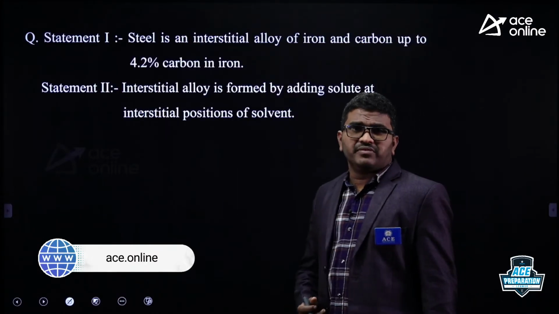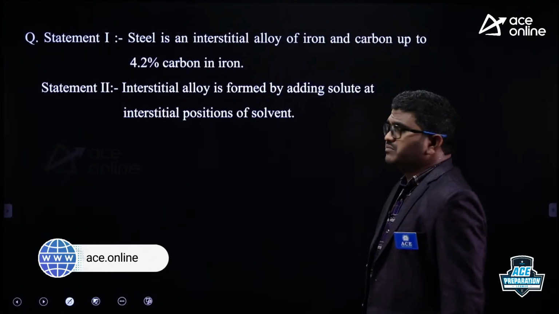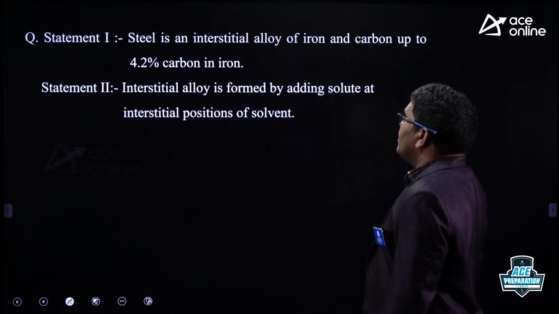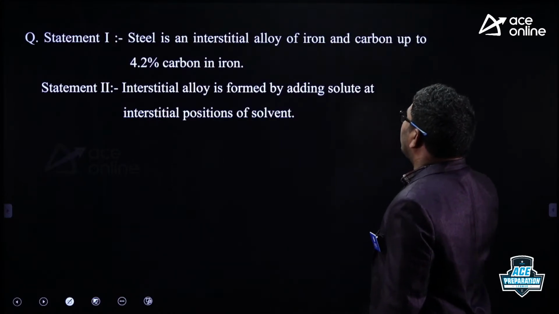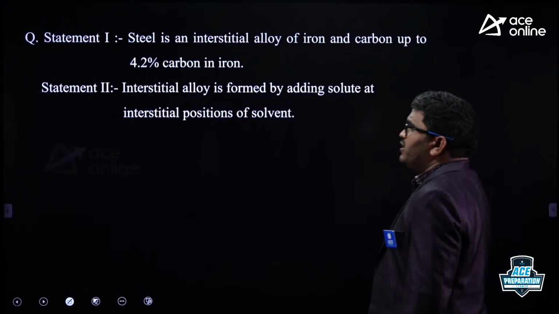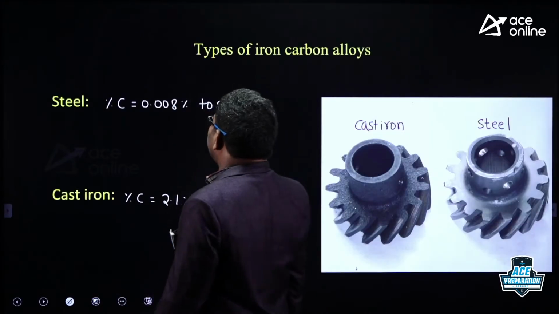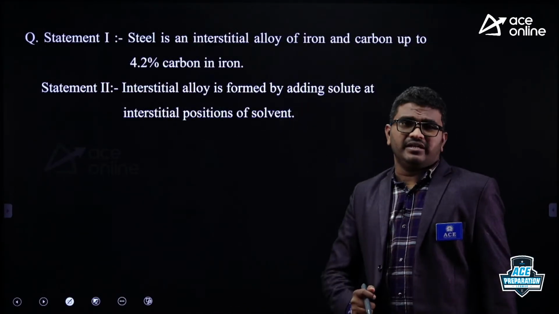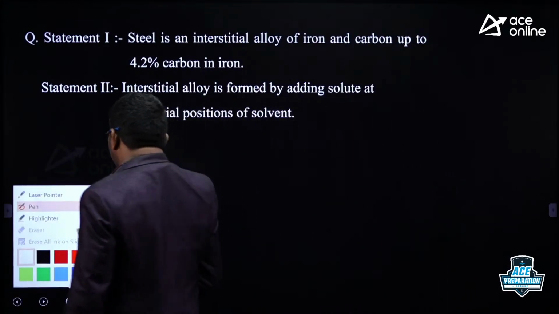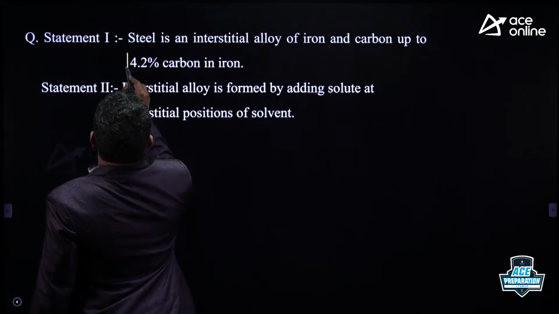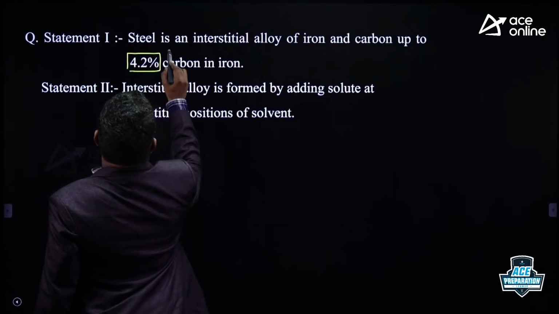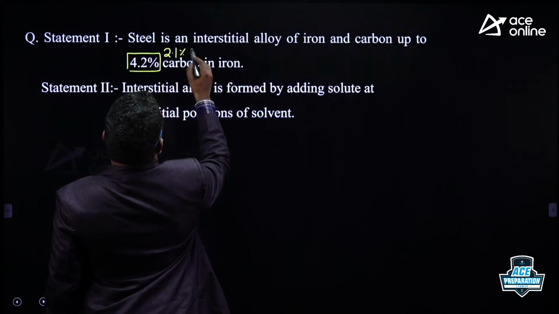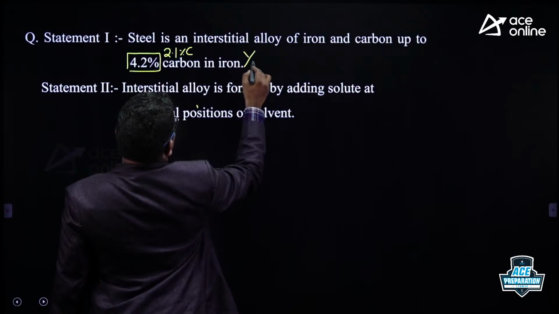Next, let us take a question for IAS question. This is actually an IAS question, an assertion reason question. Statement 1: steel is an interstitial alloy of iron and carbon up to 4.2% of carbon. Those people who do not know what is steel and what is the percentage of carbon in steel will think that it is the right statement, but it is not right, because here it is given 4.2% of carbon. It is not 4.2, it should be 2.1% of carbon. So, this statement is not correct.